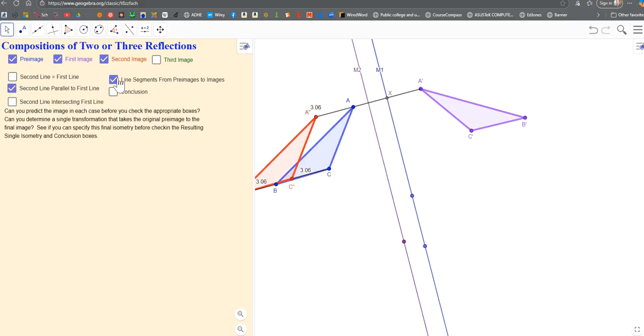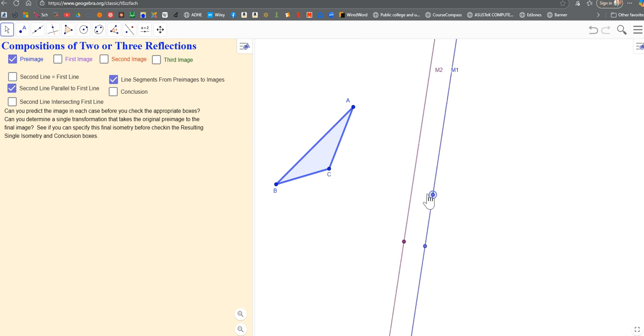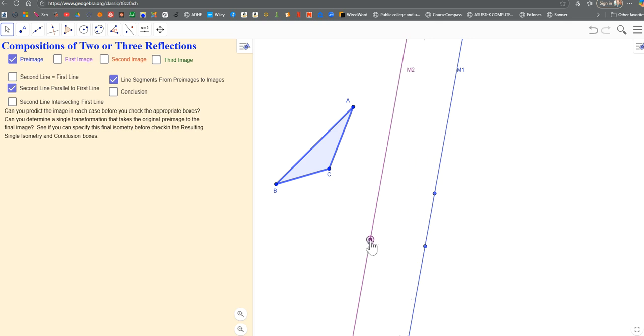Well, the second line could be parallel to the first line. So here I can change this, but this line has to stay parallel. The intermediate image is going to be a reflection over the first line, and there's the line segment connecting up the pre-image and image. And now where's the second image? We're going to reflect this one back over this line.